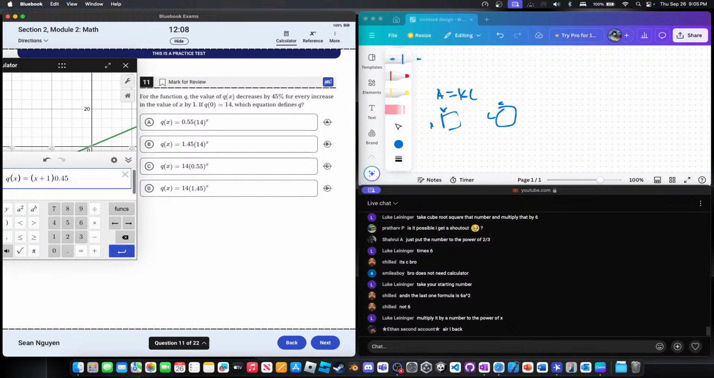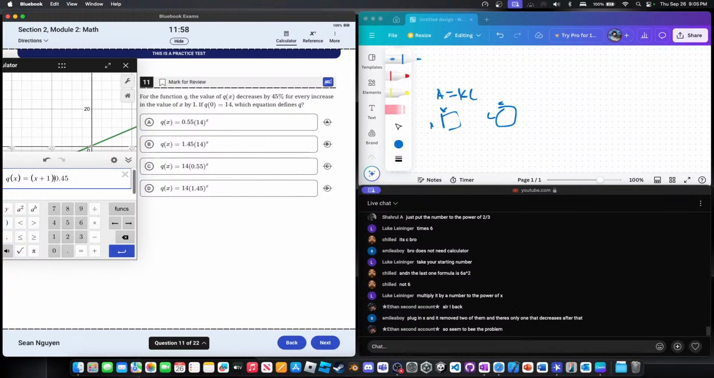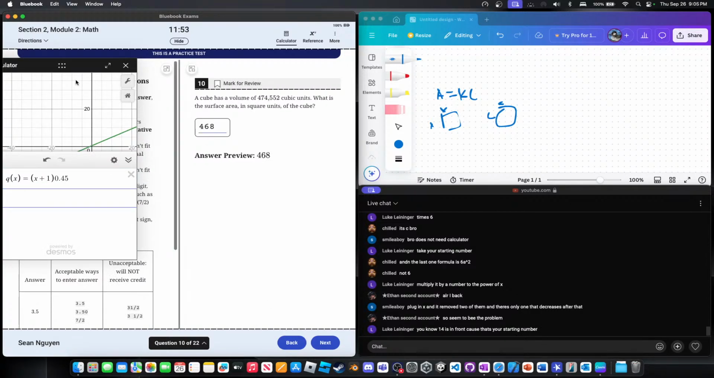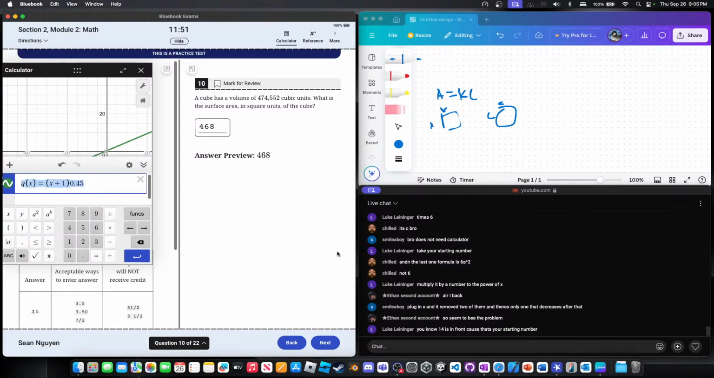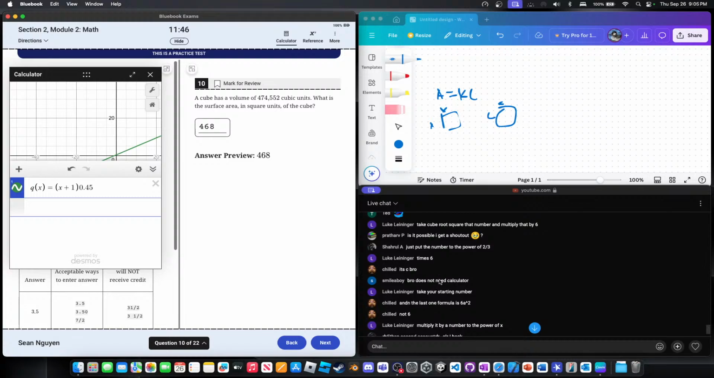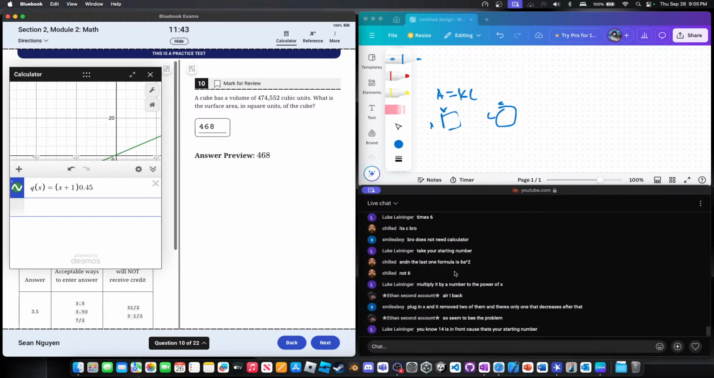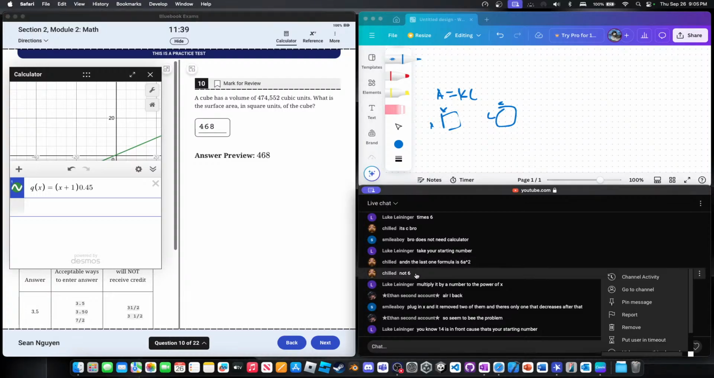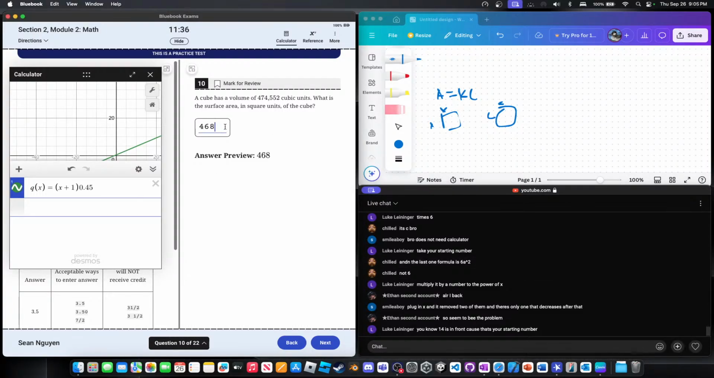Chilled. I cube rooted the volume, right? Someone told me to cube root the volume. Wait, cube root and square that number. Crap. There's so many things going on right now. This is so confusing. Oh my gosh. It's good review. This is probably an area I struggle with, so that's probably why they're giving it to me.